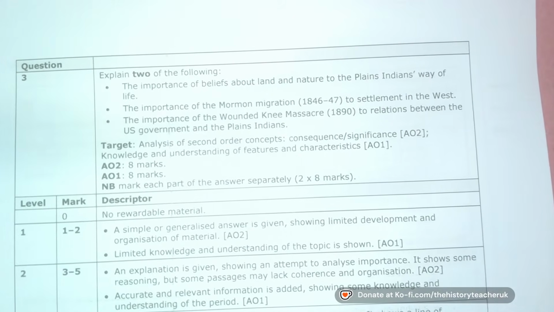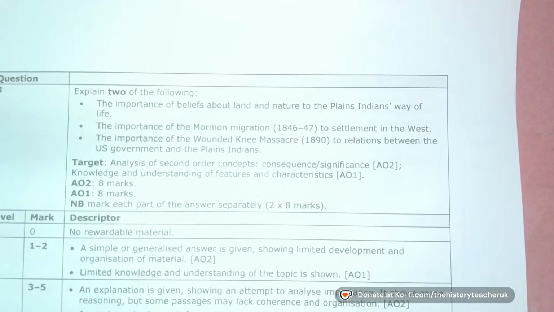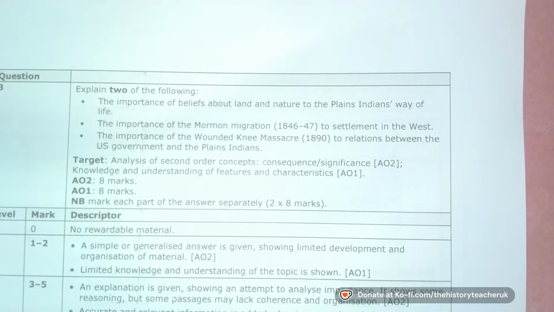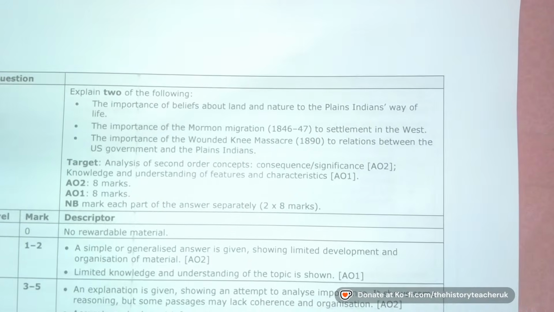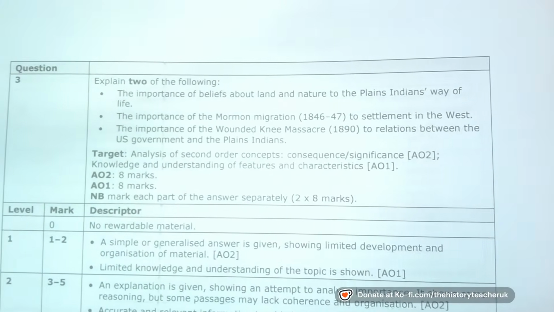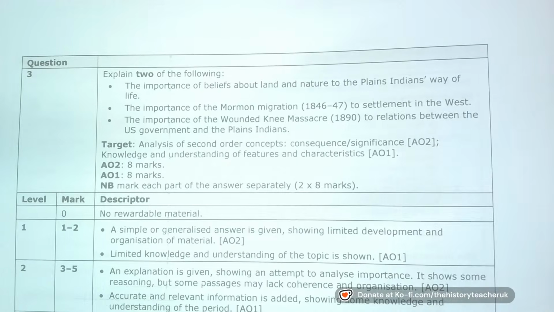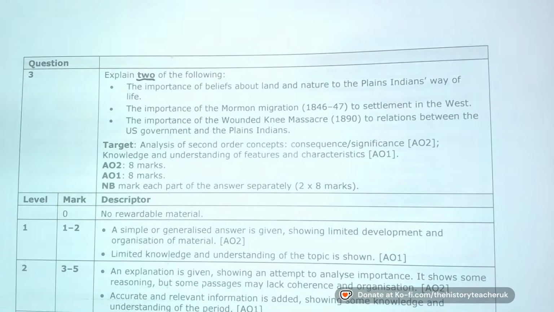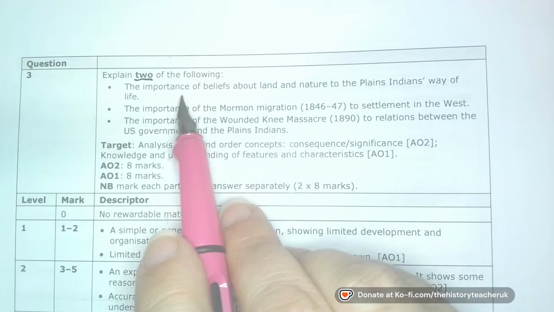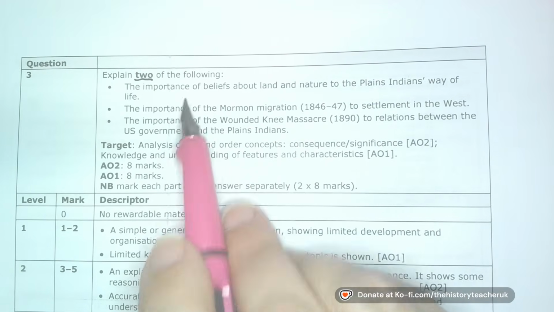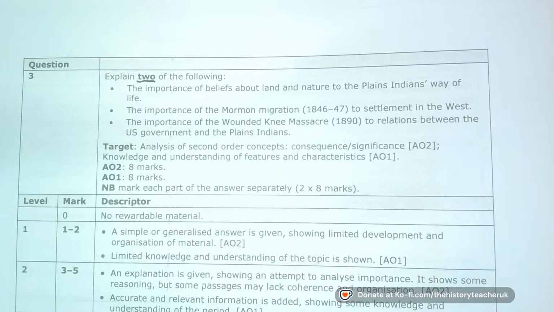So with that said, let's have a look at these questions. Let's have a look at what's being asked of you, and let's have a look at how we can answer it. So let me do a little bit of zooming in, a little bit of focusing, make it nice and clear. There we go. So again, you have to explain two of the following. You can choose either or. Go with the two easiest. Don't feel like you'll get more marks if you go for a harder one. You won't. Just go for the ones that you feel like you can answer best.